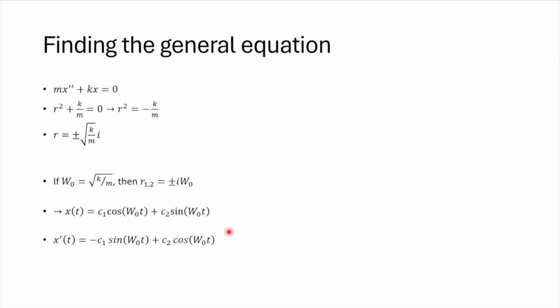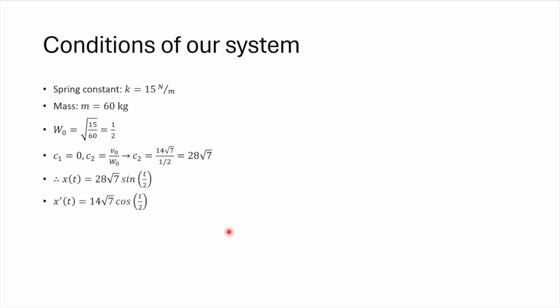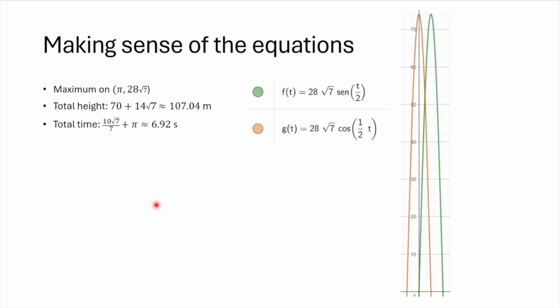Now, substituting for the conditions in our system, where we have a spring constant K of 15 newtons per meter and a mass M for this person of 60 kilograms, we would end up with this final equation for position and for velocity. If we graph these equations, we can find its position of first maximum at 28 times the square root of 7 when pi seconds have passed.